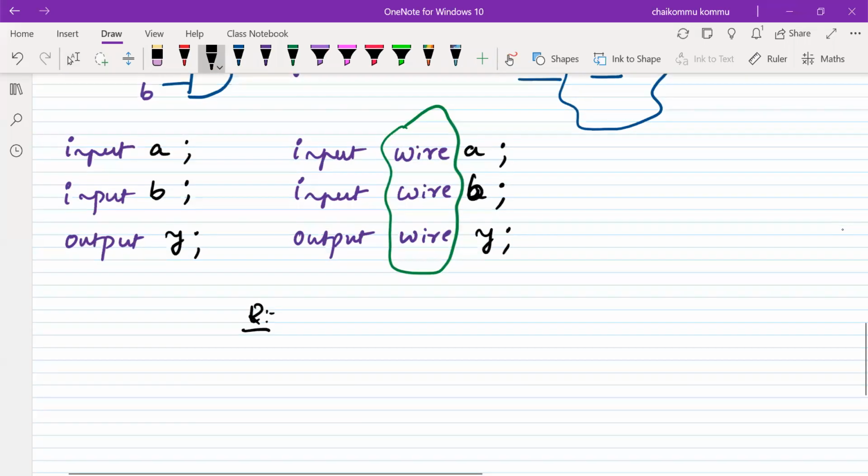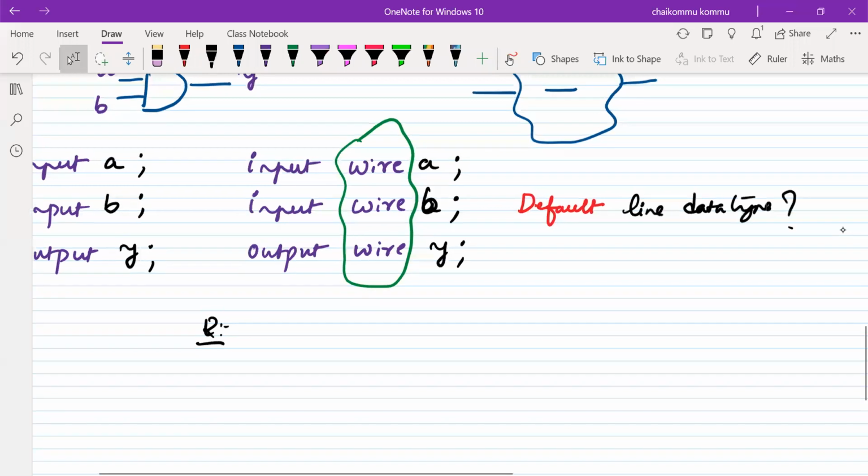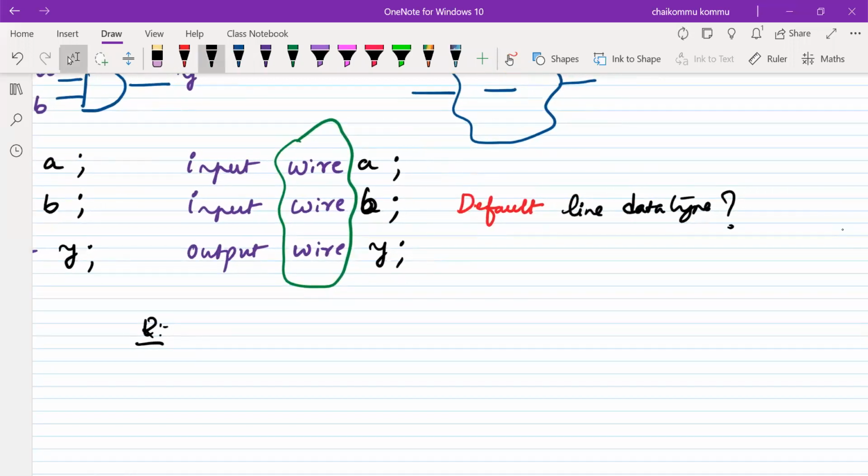So here one point we have to note: the default line data type, what will it be? It must be a net data type, unless otherwise you specify. One of the important net data types is wire, we have to use.